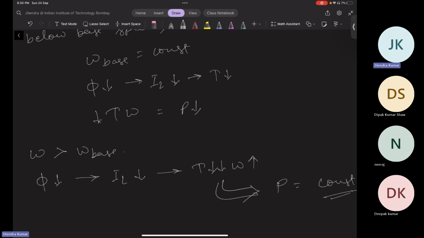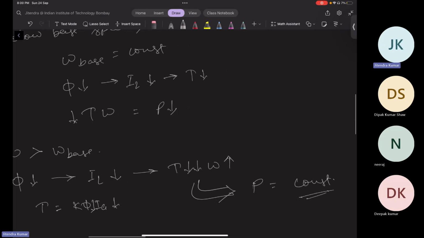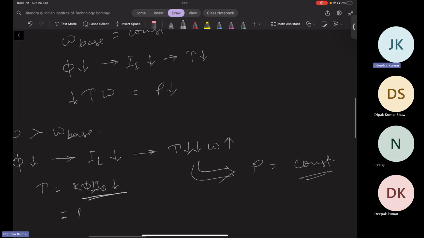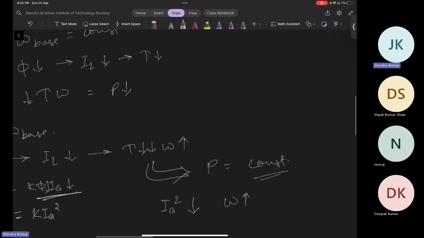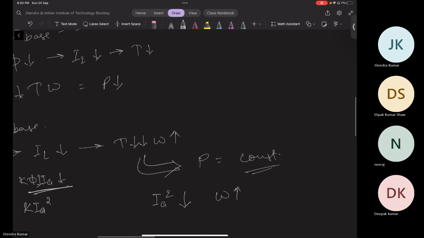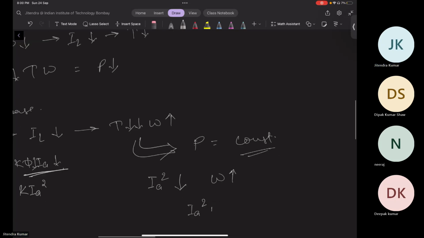Because torque has two components that are reducing, flux as well as current, right? Torque is equal to K phi Ia. Ia is also reducing, phi is also reducing. So this combined reduction will be equal to K Ia square. This Ia square should reduce such that omega increases. If Ia square times omega is equal to constant, then your power will be constant. Does that make sense?